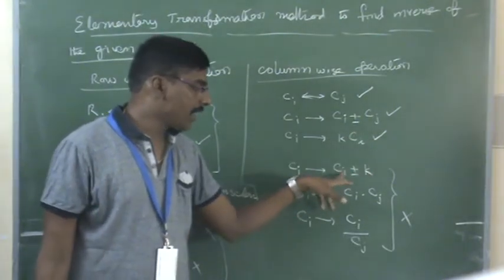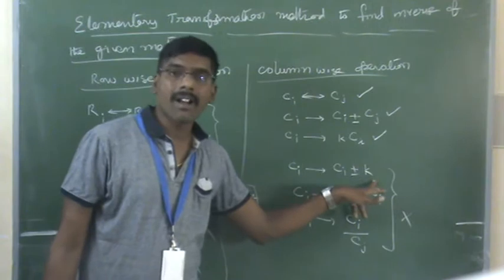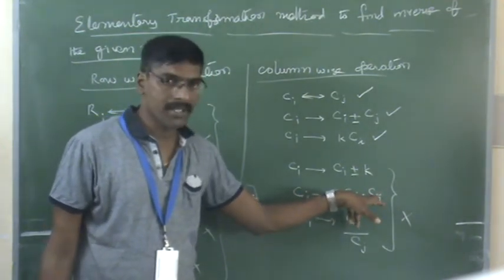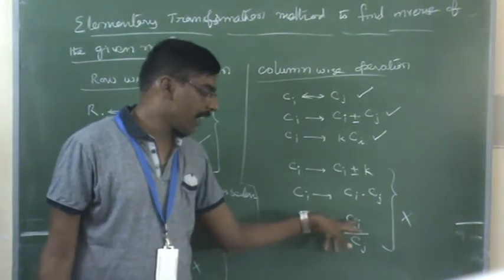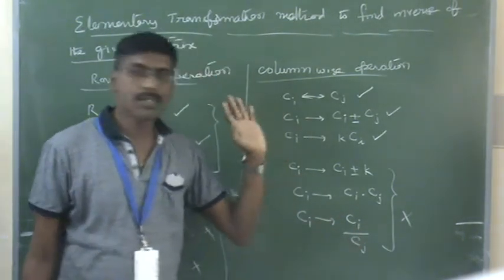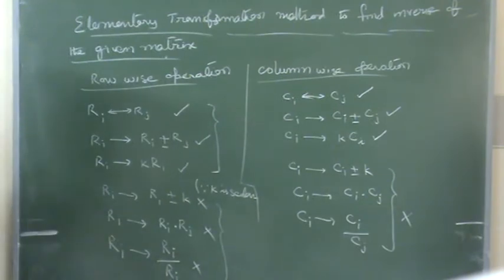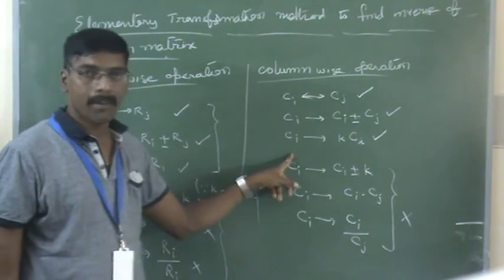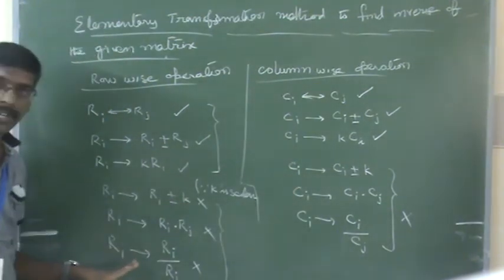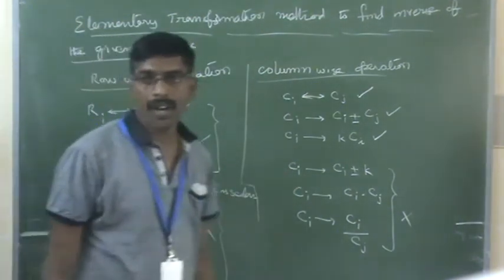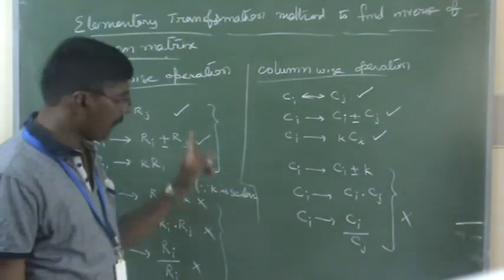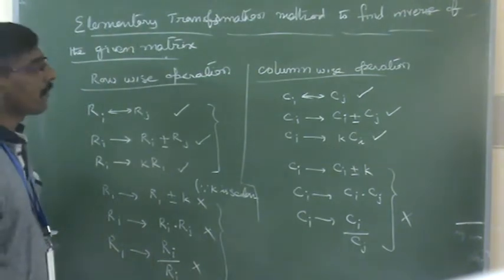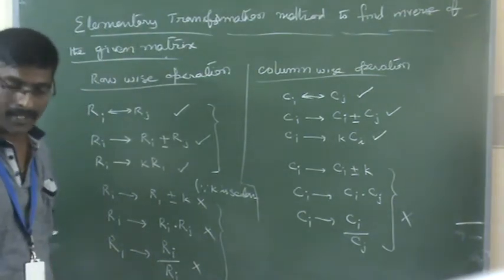Ci tends to Ci plus or minus some scalar number does not exist. Ci tends to Ci into Cj does not exist. Ci tends to Ci divided by Cj is also does not exist. Three exist for the elementary row wise operation, three exist for the column wise operation, and three do not exist for row wise operation and three do not exist for column wise operation. You can remember this properly. This is the basic information regarding the elementary transformation method to find the inverse of the given matrix.